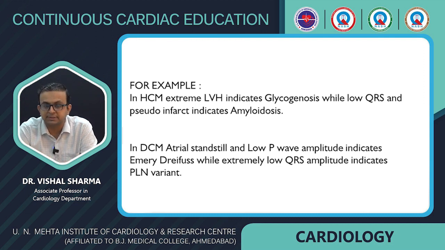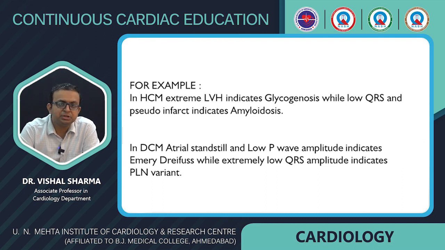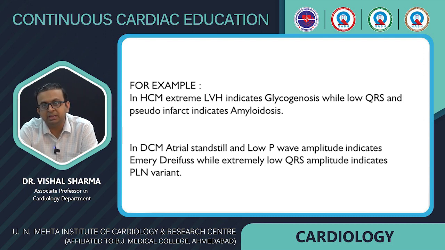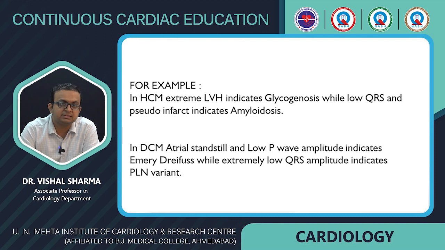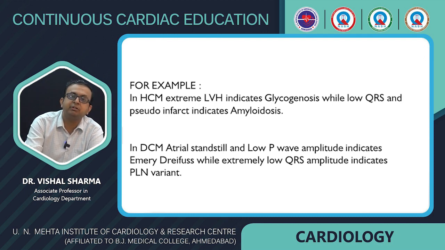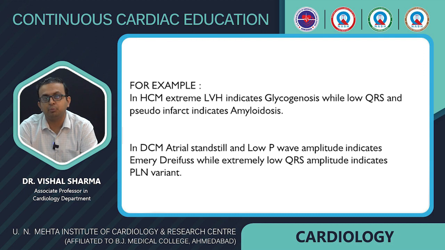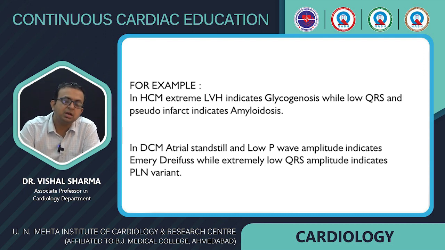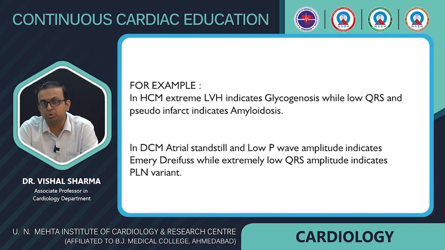Similarly, in DCM patients mostly the voltages are low, as we understand, but at the same time if you find that the P wave voltages are very low, or there is atrial standstill, you are probably dealing with the Emery-Dreifuss type of associated dilated cardiomyopathy. Similarly, if the QRS voltages in patients with DCM are out of proportion small, you are most likely dealing with a phospholamban variant of dilated cardiomyopathy. So simple findings on ECG, in fact the 12-lead ECG, also help you narrow down further your specific diagnosis of cardiomyopathy.